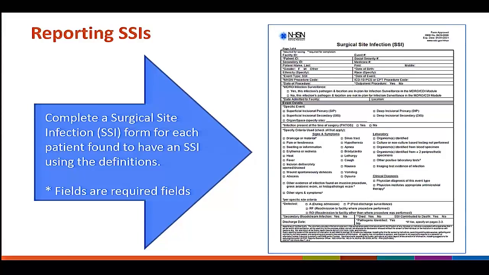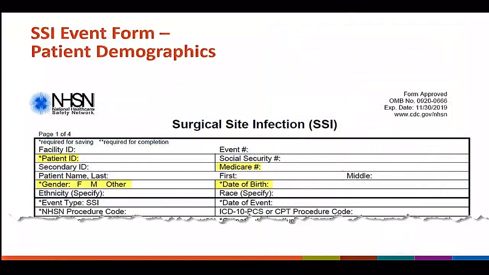It's an excellent tool. It captures all the information that's needed to be entered into the application. You want to complete a surgical site infection SSI event form for each patient found to have an SSI using the definitions. And there is a table of instructions document, which Jennifer had mentioned on the SSI webpage, that goes into each field here and talks about what it means. So for example, what is an NHSN operative procedure code, or what is a date of event, how do you assign that?